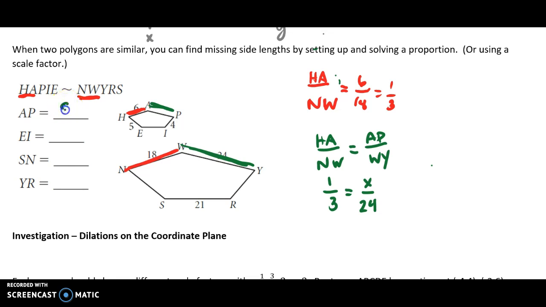Again, I think that you can be a little bit more savvy about this and just notice that for every 1 unit we have here, we have 3 units in the other figure. And then that can go vice versa, right? So for every 3 units we have in this figure, we have 1 in there. So if we just take 24 divided by 3, we get 8. And that is going to lead us into the idea of a scale factor, which we are going to tackle in class.